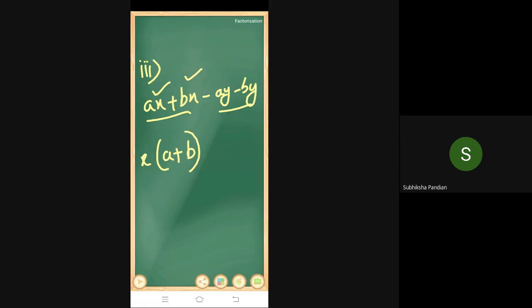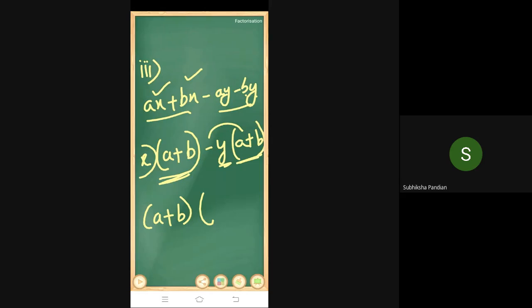Here minus is also common, so take minus. And which is common? Y is common. So take y commonly out. Here what is left out? A. And when you take minus commonly out, you should write the opposite symbol, plus. Then only minus into plus you will be getting minus. Okay. So here what is left out? B. Y you have taken commonly out, here b will be there. So now here also a plus b, here also a plus b. So a plus b when you take commonly out, here what is left out? X. Here what is left out? Minus y.